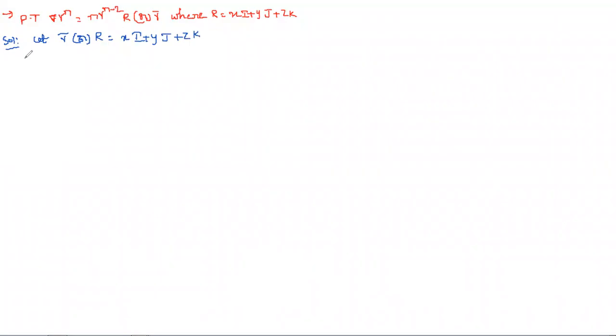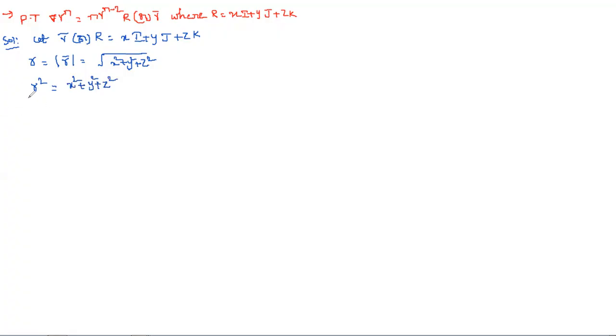And now what about the magnitude of this one? What we said, r is equal to modulus of r bar, which is equal to square root of x square plus y square plus z square, and then squaring on both sides, simply r square is equal to x square plus y square plus z square.